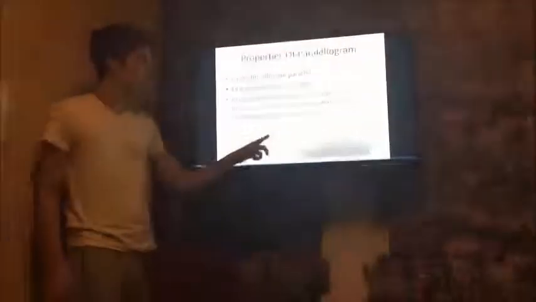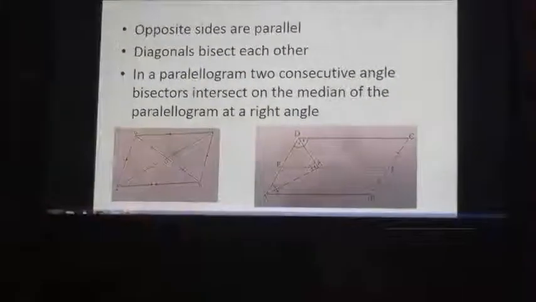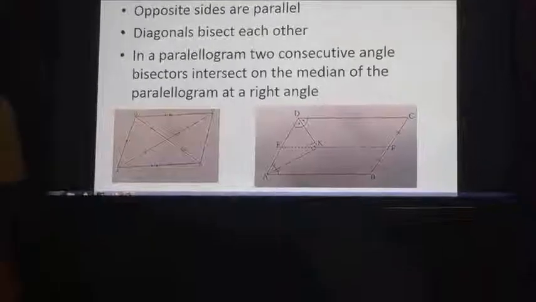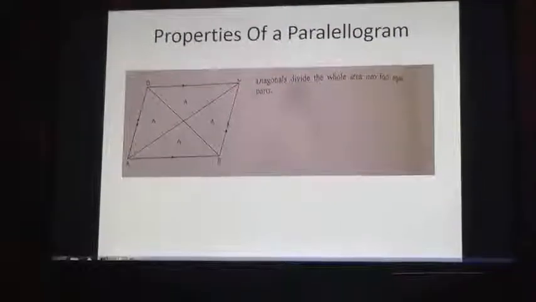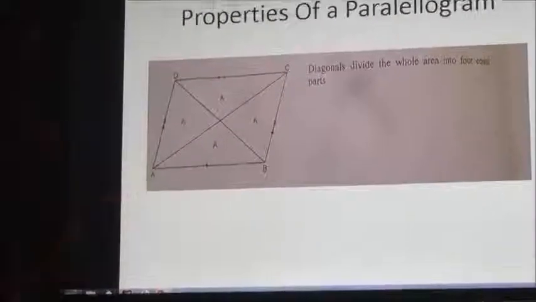Properties of a parallelogram. As you can see in the picture, opposite sides are parallel, and diagonals bisect each other. In a parallelogram, 2 consecutive angle bisectors intersect on the median of the parallelogram at a right angle. Diagonals divide the whole area into 4 equal parts. As you can see, 4 congruent areas.